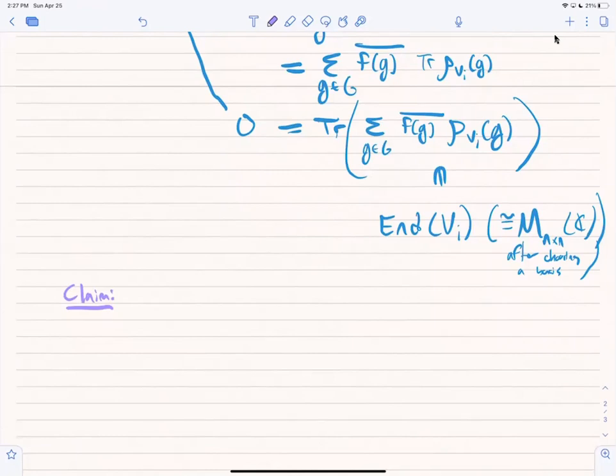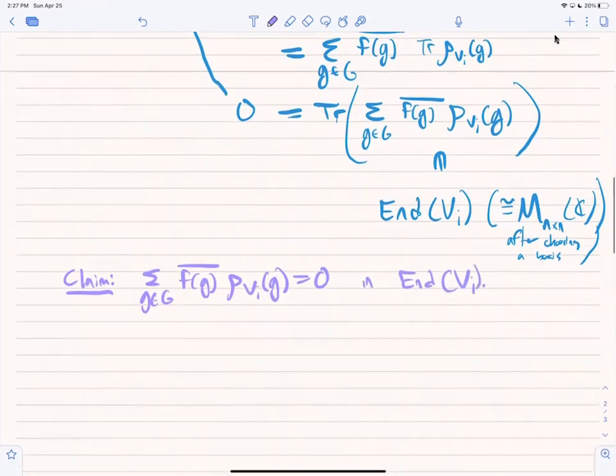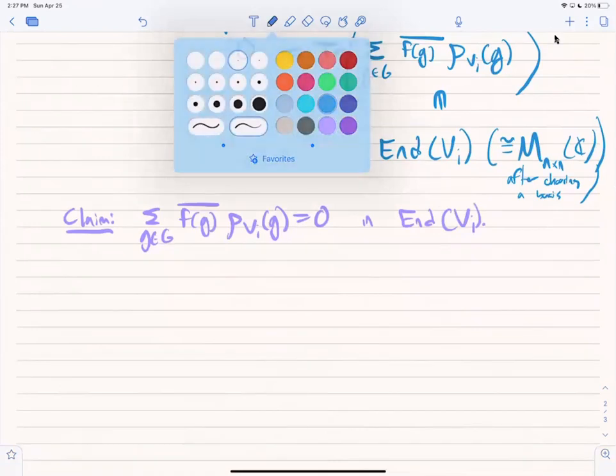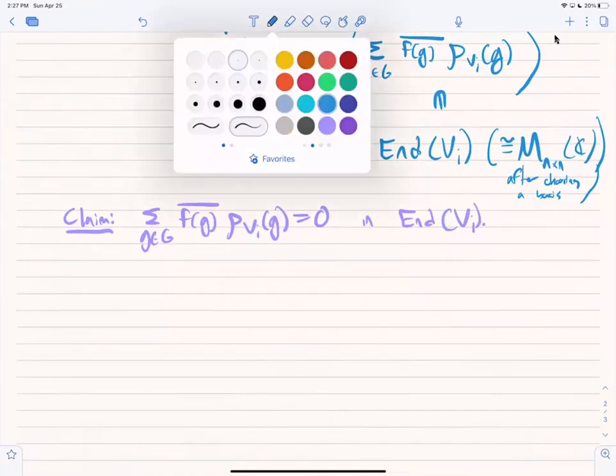Right, so how do we do that? Well, the claim I want to prove is that the sum over g in G of f bar of g times rho Vi of g is equal to 0 in this matrix ring. So that's the 0 linear transformation. Okay, and so, well, how do I show that?